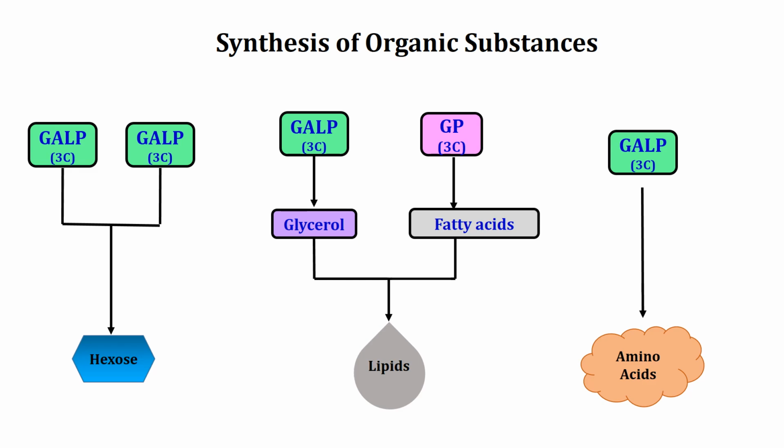Here's a breakdown of how the Calvin cycle contributes to organic synthesis. 2 GALP form a hexose sugar. GALP can convert to glycerol and GP can convert into fatty acids, and together they make lipids. GALP also helps form amino acids.